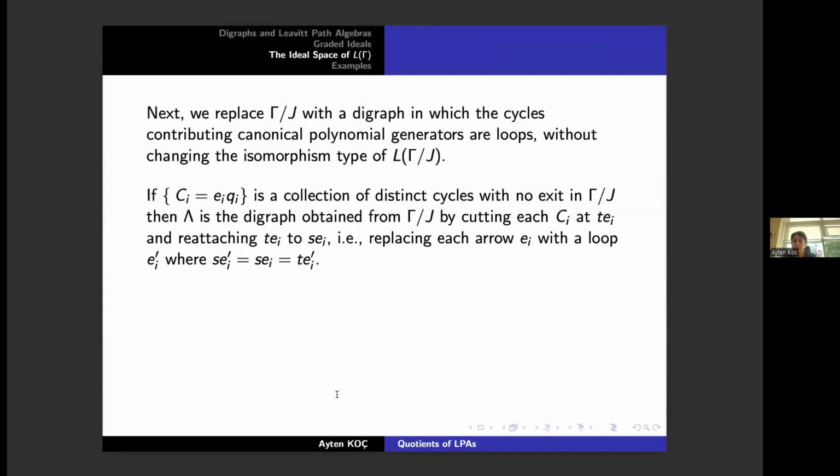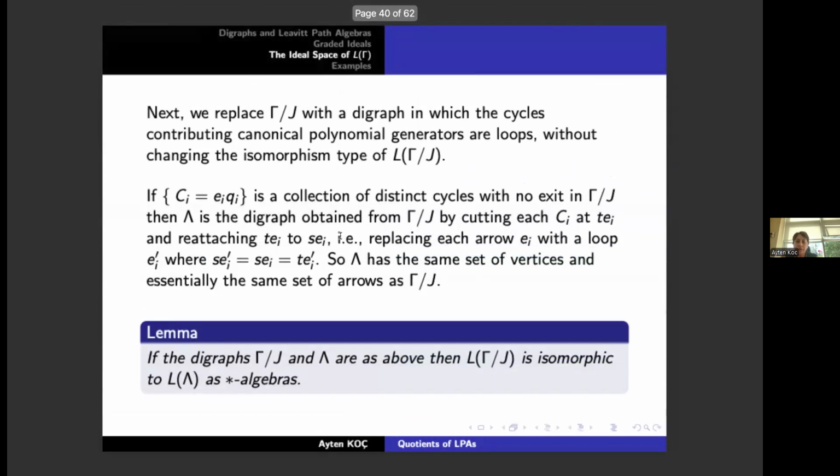Now we obtain a new digraph lambda from gamma over J. With this new digraph, the cycles contributing canonical polynomial generators become loops, without changing the isomorphism type of the Leavitt path algebra of gamma over J. That is, we have two digraphs, gamma over J and lambda, which may be non-isomorphic, but their Leavitt path algebras are isomorphic.